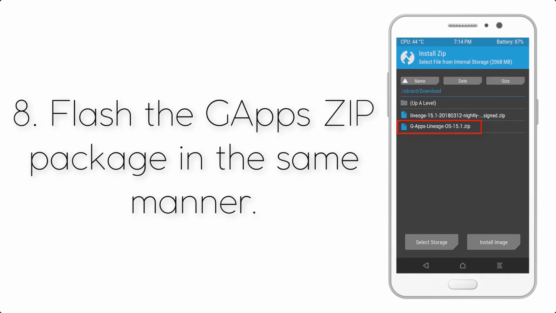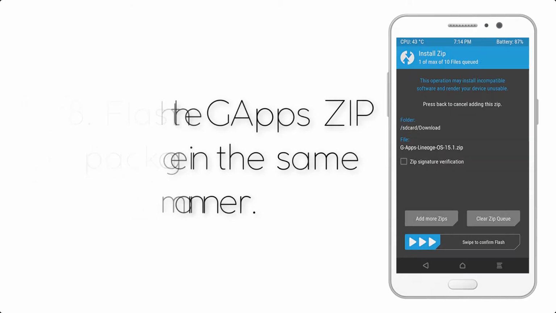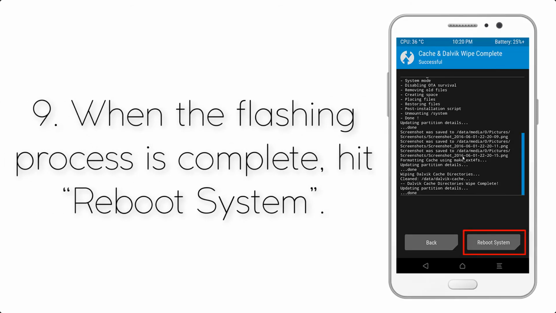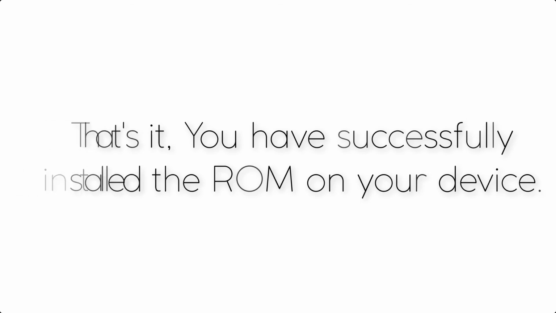15.1. Step 8. Flash the GApps zip package in the same manner. Step 9. When the flashing process is complete, hit Reboot System. That's it, you have successfully installed the ROM on your device.